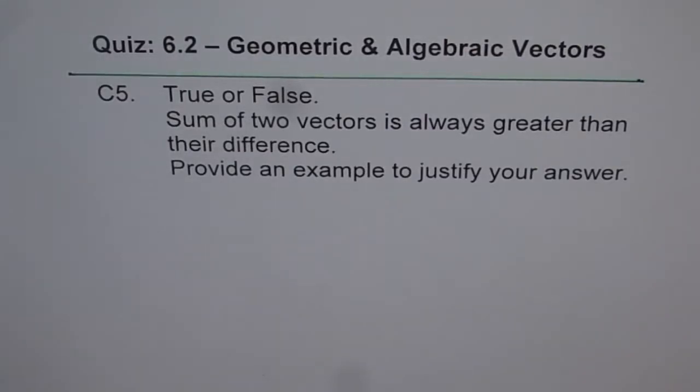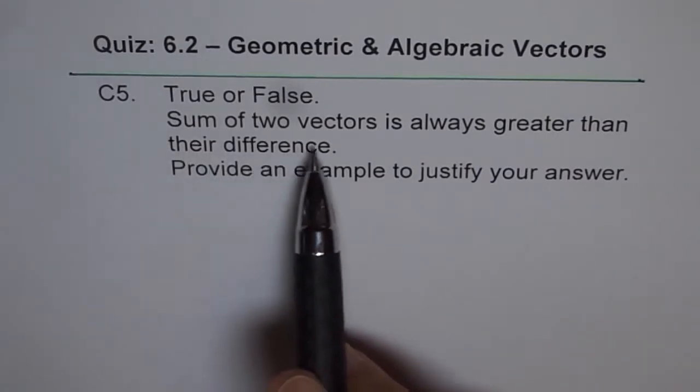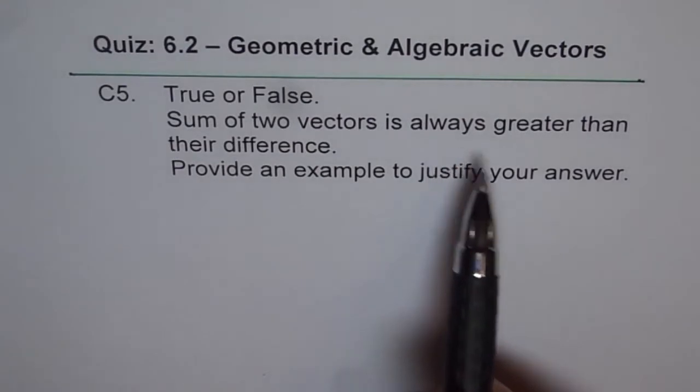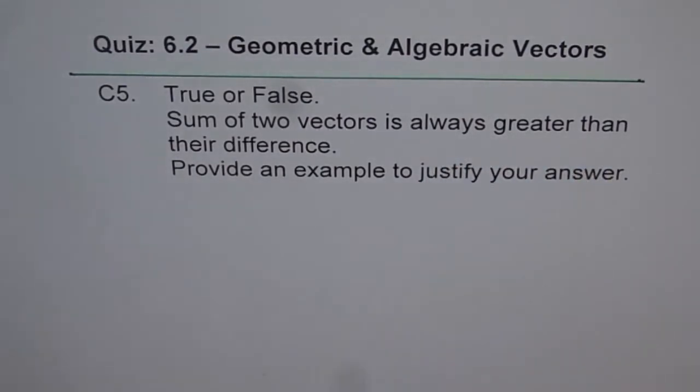This is another interesting question in our series of sum and difference of vectors. So let's try to understand them in much greater detail. C5. True or false? Sum of two vectors is always greater than their difference. Provide an example to justify your answer, right?